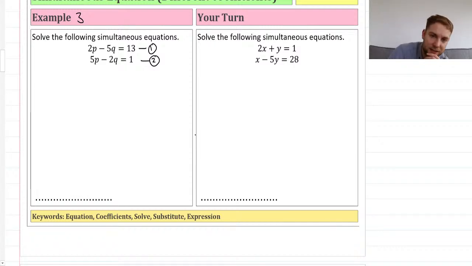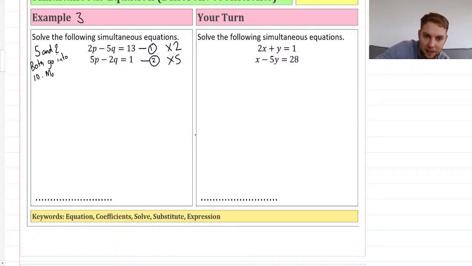So the question you've got to ask yourself is, what's the lowest common multiple of 5 and 2? What do 5 and 2 both go into? Well, the lowest common multiple is 10, isn't it? So I need to times this top one here by 2. And I need to times this bottom one here by 5. So 5 and 2 both go into 10.